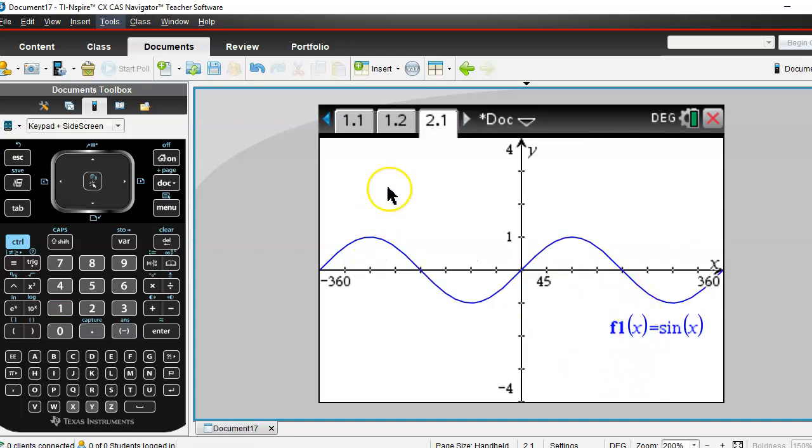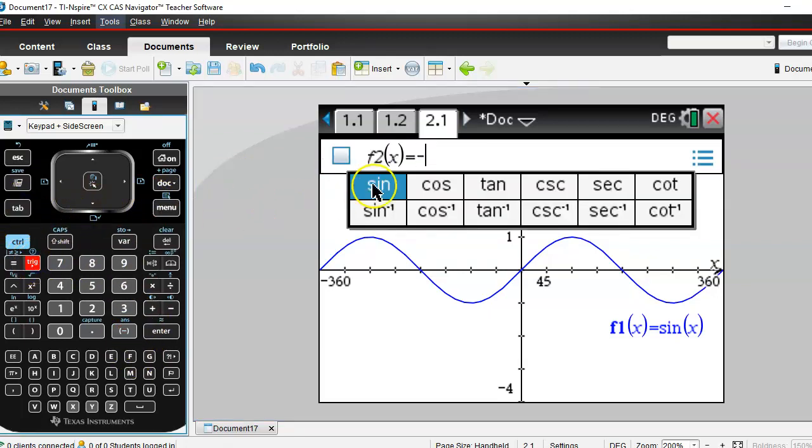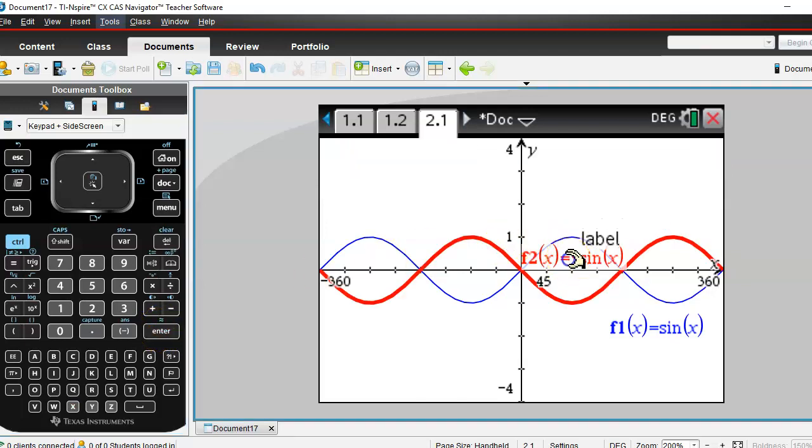Okay, so let's see what happens if I make that a negative sign. What do you think will happen? So it's -1 times y equals sine of x. It's a reflection. It's a reflection in the x-axis, because it's that -1 times the sine function. So it becomes that reflection in the x-axis.